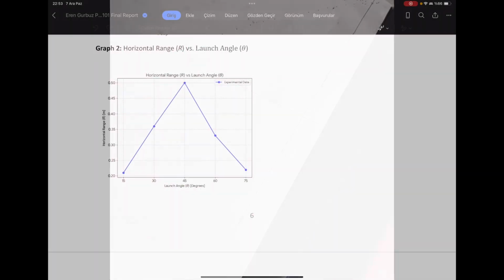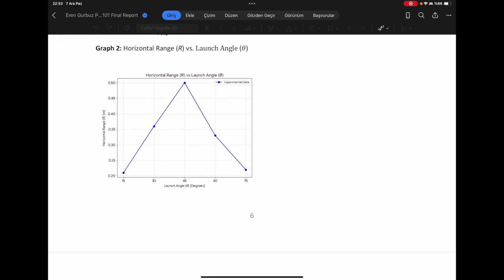of launching. From graph 2, we can see that starting from 15 degrees, the horizontal range increases as the launch angle approaches 45 degrees. After reaching 45 degrees, the range begins to decrease. This behavior is explained by the general formula for range, which contains the term sin 2 theta. Since sin 2 theta reaches its maximum value of 1 when theta is 45 degrees, the horizontal range also attains its maximum value at a launch angle of 45 degrees.